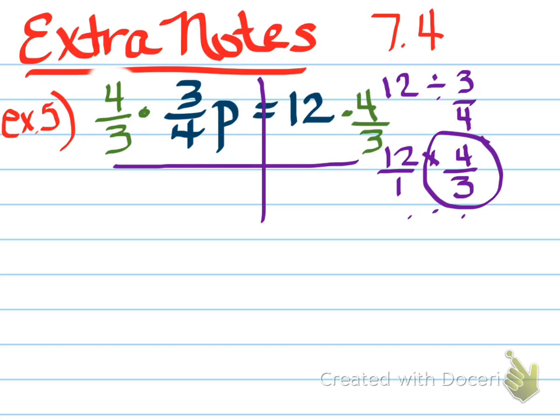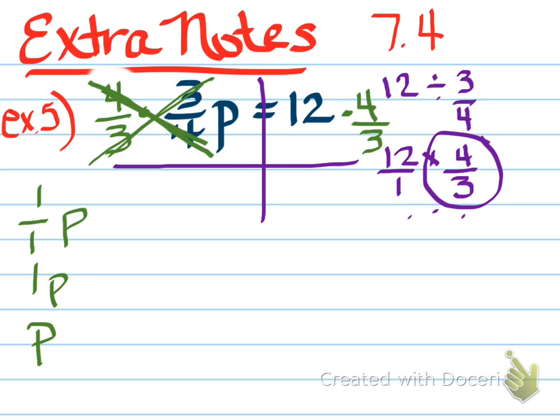On the left side, my 3's, don't they cross simplify out to make 1? And then don't my 4's cross simplify out to make 1? And so ultimately I have 1 over 1 times P, which isn't that just 1 times P, which isn't that just P? And so if I multiply times the reciprocal, crisscross, I'm done. I now have just P. And whatever I do to one side, I do to the other.